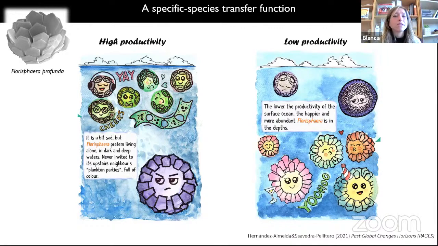And contrary to the majority of other extant coccolithophore species, high abundances of Florisphaera profunda are linked to a deep nutricline. This could be the scenario in which they are all happy and then they bloom because the nutricline is located at a deeper position. And then it's related to lower productivity. On the contrary, whenever we have a shallow nutricline, that means high net primary productivity, Florisphaera profunda is a little bit sad and prefers not to be there, as depicted here in this beautiful comic by Mariam Saavedra Pellitero and Ivan Hernandez Almeida.